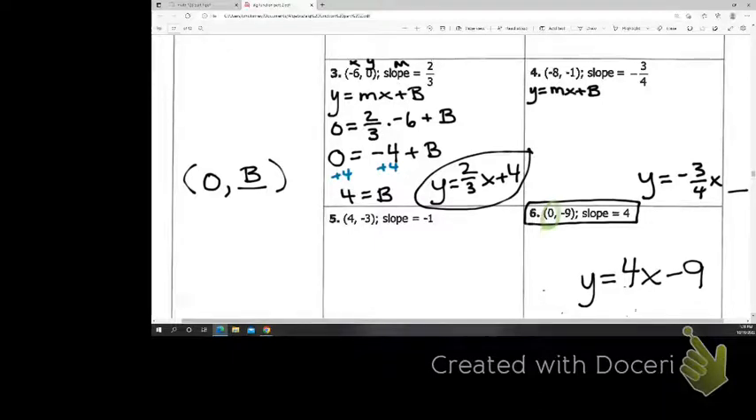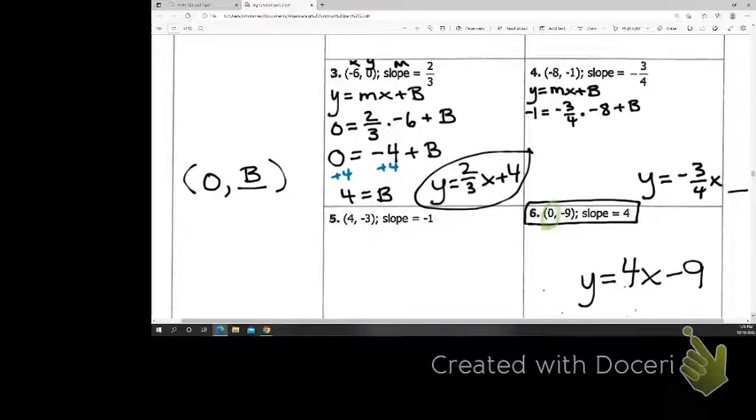So what is my y in number 4? Which number am I given as a y? -1. What is my m? -3/4. What is my x? -8. And we don't know b. There's got to be something we don't know or we wouldn't have to do this.